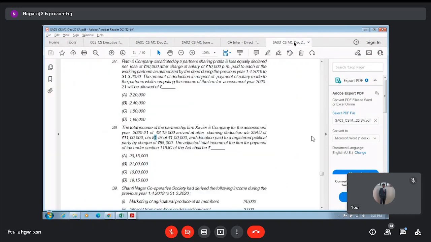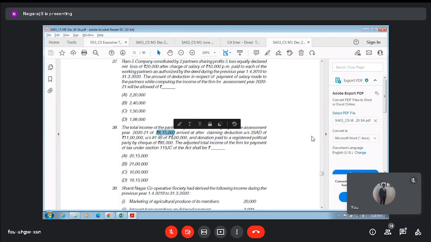In this, what have they given? Donation paid to a registered political party by cheque, 85,000. This is payment. Whatever they have told in AMT, if you have seen AMT, they have told income-based deductions. For that, you have claimed the deduction on the income basis. That one, this will not come.